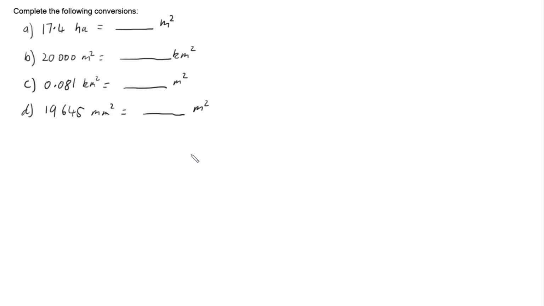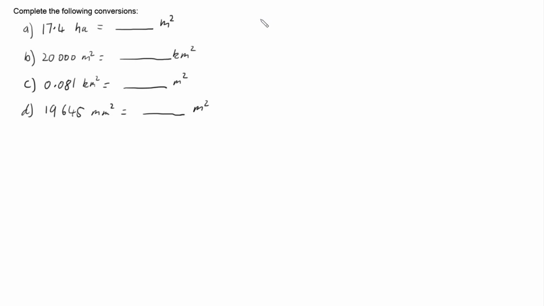Hi, in this video I'm looking at converting these area units, so hectares, meters squared, kilometers squared and millimeters squared, to these area units, meters squared, kilometers squared, meters squared, meters squared. So to do this I need to think about how much of each of these is in each of these.